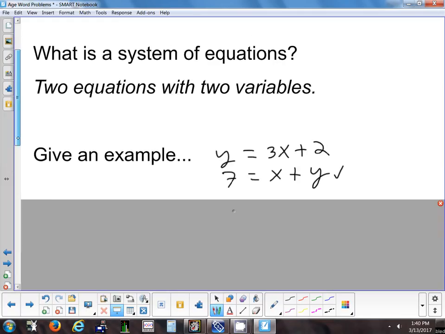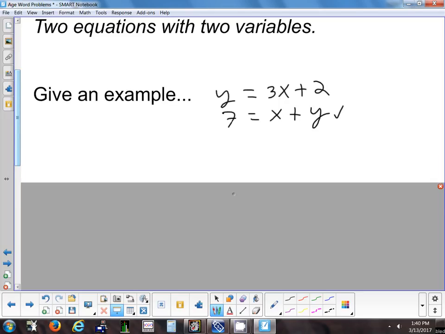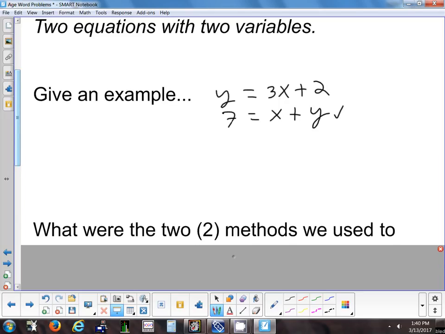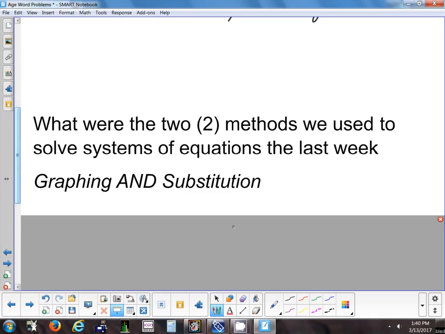You'll probably see the word sum, like sum of ages or something like that. So that means add. And you'll probably see one set up like the top one as well. Okay, what were the methods that we used to solve systems last week? I think we did two methods. Shannon? Substitution. Okay, we did substitution. We just practiced that because that's what we're going to use here. And we did one other method. We did graphing.